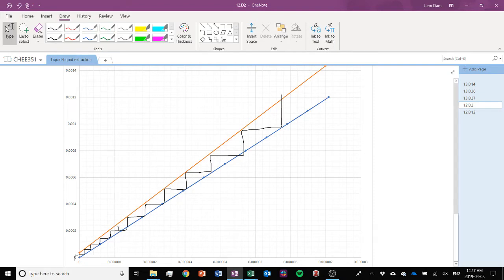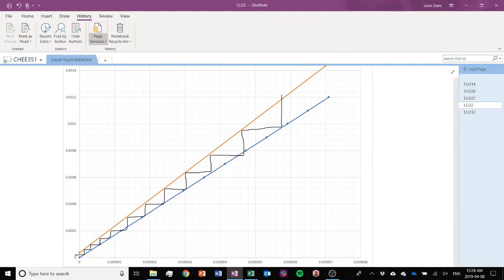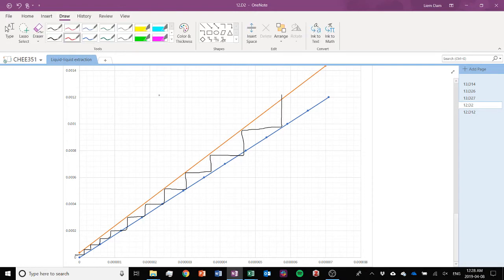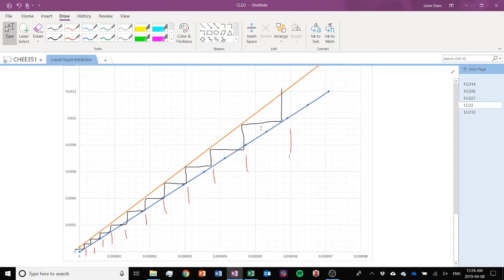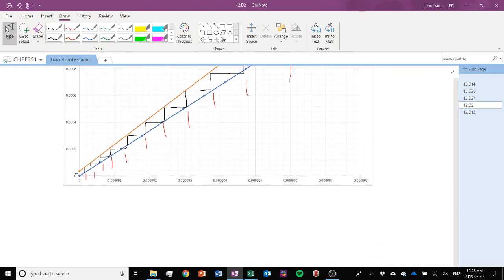And then the number of stages is simply the number of times we touch the equilibrium line. So let's just count them. 1, 2, 3, 4, 5, 6, 7, 8, 9, 10, 11. So we have 11 stages, and therefore that's the answer to part B.